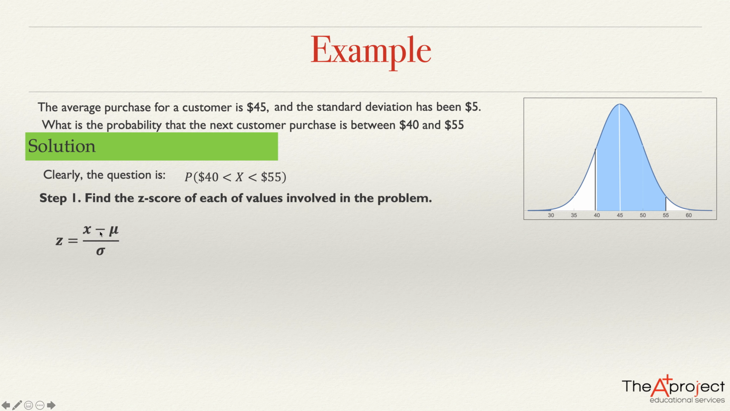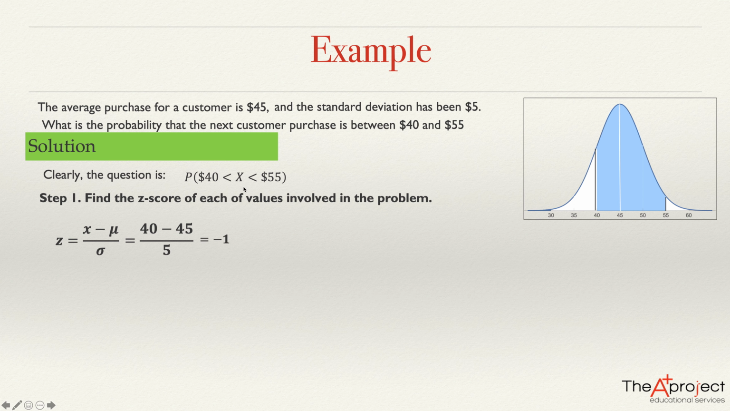z will be x minus mu divided by sigma. This is the formula. In this case, x is 40, mu is given in the information of the problem as 45, divided by sigma, which is also given, the standard deviation is 5. So it will be 40 minus 45 divided by 5, and this gives me minus 1.